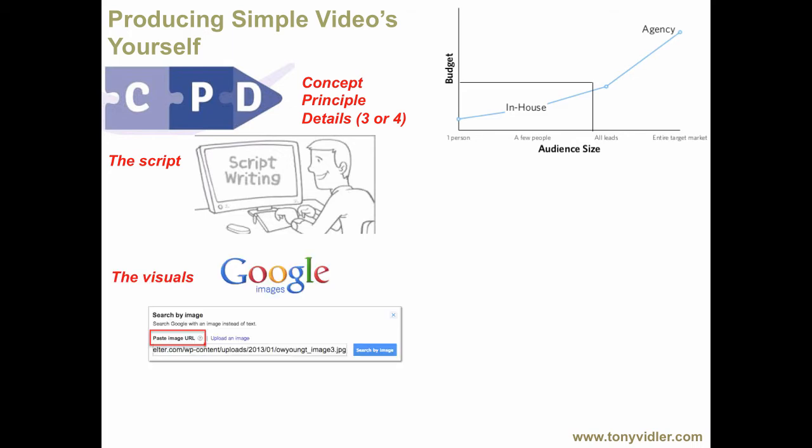Once you've got your script sorted out, then you want to put in some visuals, and the easiest place in the world to go and find those is Google search. Now that you've got all your information together, now you've got to figure out how to record it and edit it and turn it into a finished product.